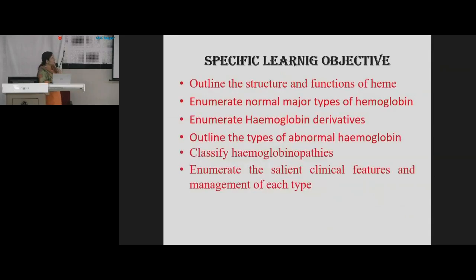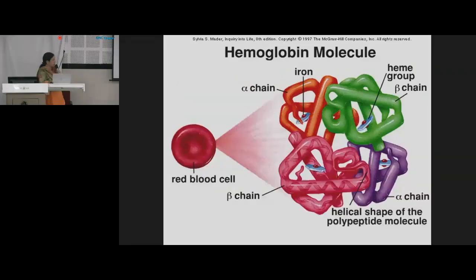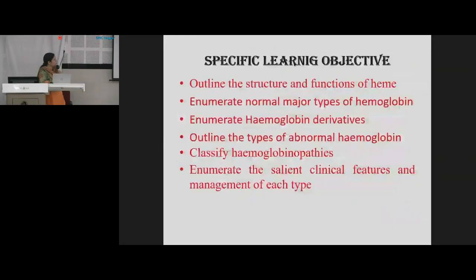In this, the specific learning objectives are: students should be able to outline the structure and functions of heme, enumerate normal major types of hemoglobin, enumerate hemoglobin derivatives, outline the types of abnormal hemoglobin, classify hemoglobinopathies, and enumerate the salient clinical features and management of each type.